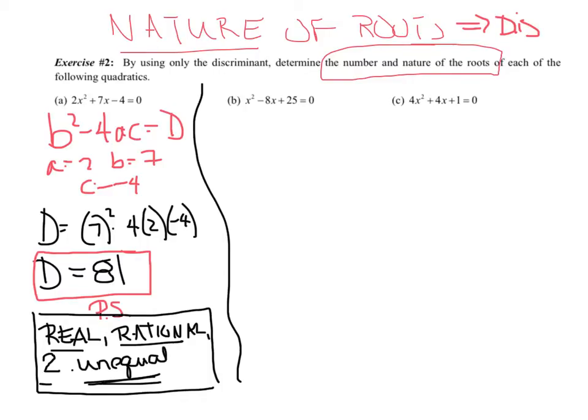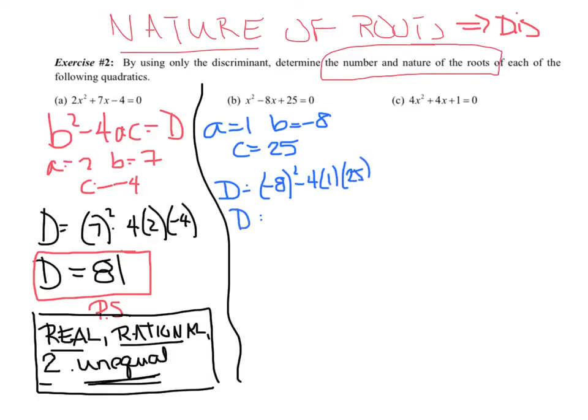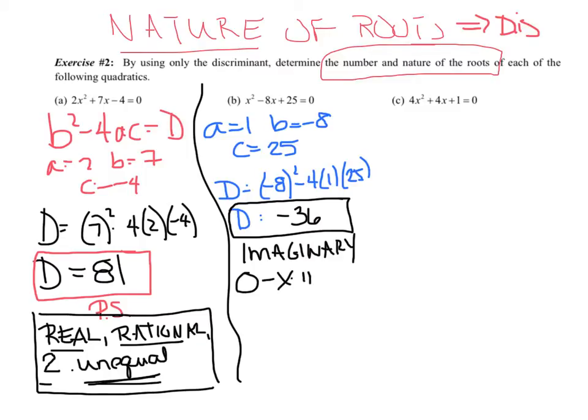Okay, let's try the next one. My A is 1, my B is negative 8, and my C is 25. Okay, so let's get our discriminant. B squared minus 4 times 1 times 25. So just go to your calculator, figure out what you have. See, I get 64 minus 100 is negative 36. Okay, and to me, that's the easiest one. The second I get a negative, I am using the word imaginary. Okay, I have imaginary roots. That means they have 0 x-intercepts. They are never going to cross the x-axis. Okay, imaginary roots, 0 x-intercepts.